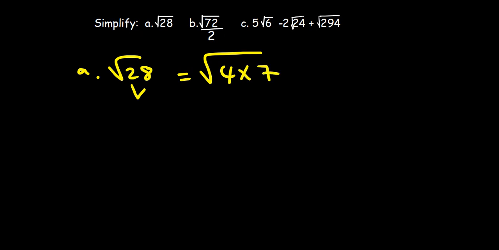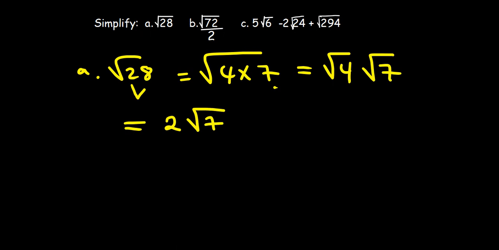4 is the perfect square, because when I find the root there, I will get 2 for 4. Then 7 is not a perfect square. So from there, I can separate that to say root of 4 times root of 7. Then this will just give me the root of 4 is 2, then root of 7. So I have simplified that one. Now I do the same for the next one.